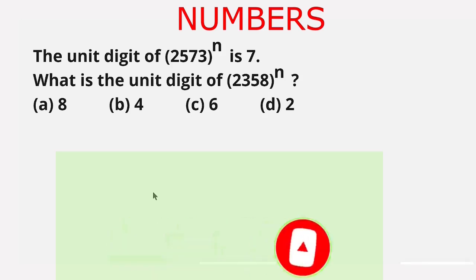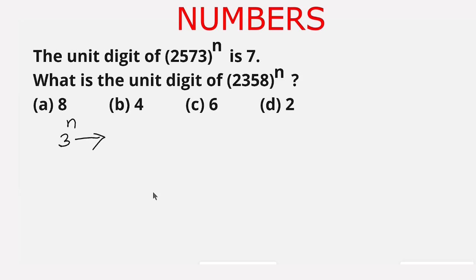The ones place digit of 2573 is 3, and 3 to the power n leaves ones place 7. As we know that 3 repeats itself after every fourth power, it means that if n is divided by 4, the remainder is 3, as 3 to the power 3 is 27 and ones place of 27 is 7. It means that n when divided by 4 leaves remainder 3.